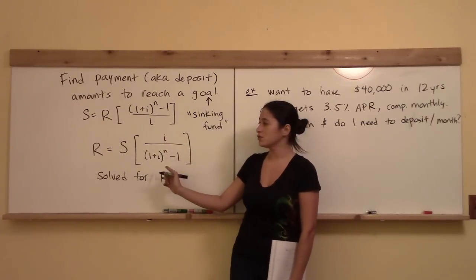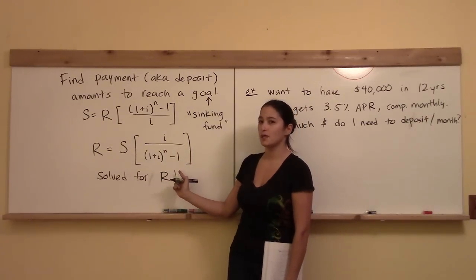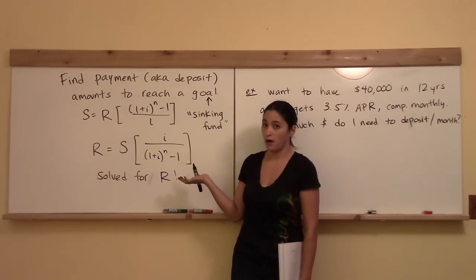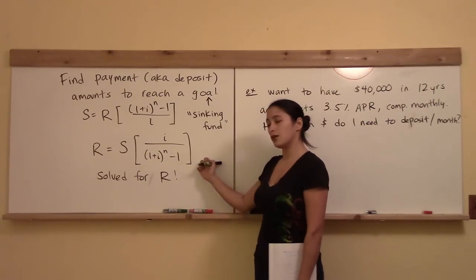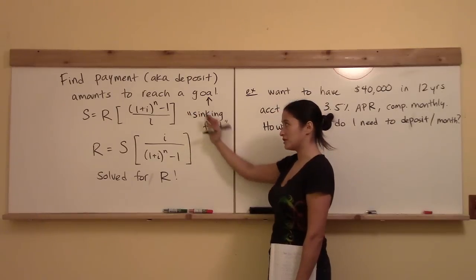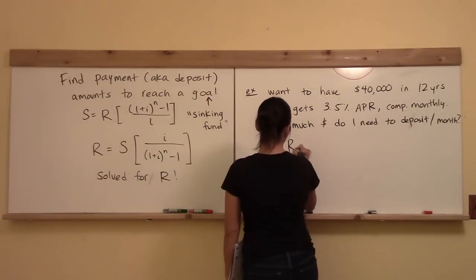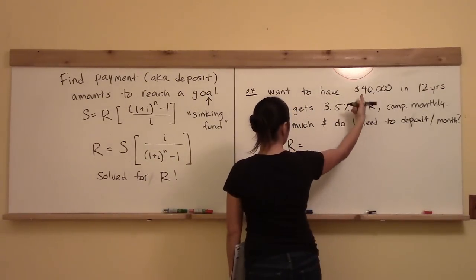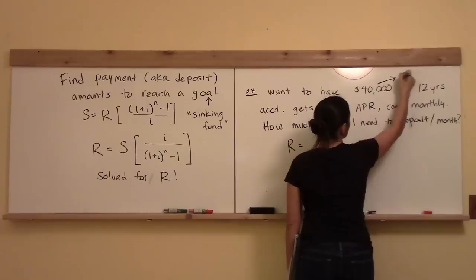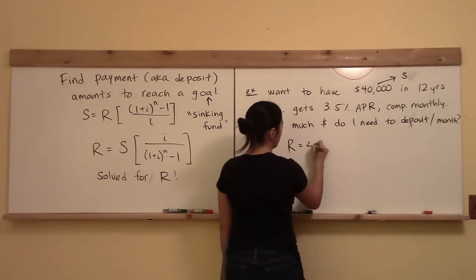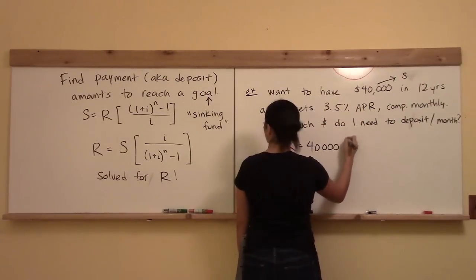I would expect you to be able to algebraically manipulate the equation to be solved for either S or R, whichever one you want. Okay? But since I already took the time to multiply by the reciprocal on both sides and solve this out for R, I'm going to just use that to my advantage, and I'm going to plug in S. Notice here that this is the output amount of money. So that's going to be the S. That's going to be $40,000.